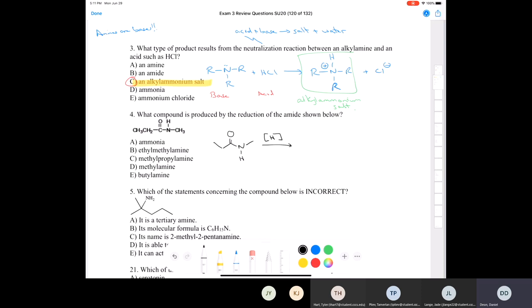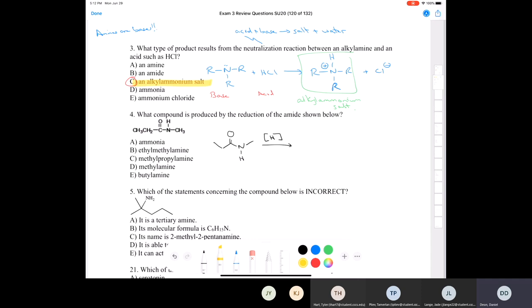So we write our reducing agent as just a hydrogen atom inside square brackets, and that represents some kind of reducing agent. And who could tell me what would be the best answer for this one? I'm sure somebody looked, or somebody's been studying and has an idea. Okay, so B. All right, so somebody says ethyl methyl amine.